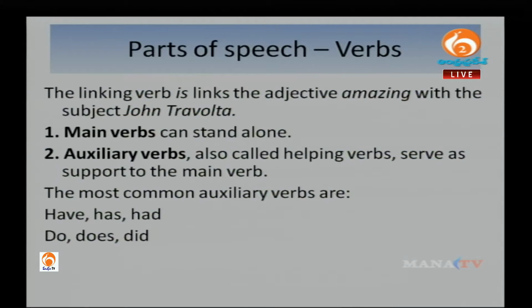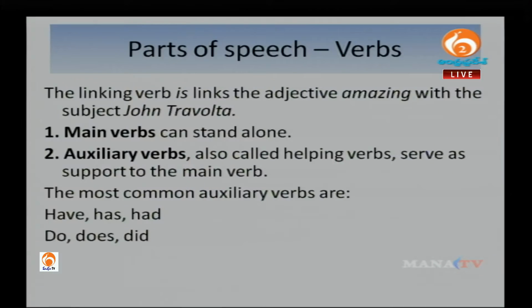So let's look at what we have over here. Linking verbs: the adjective amazing with the subject John Travolta, right? Like I've said, something is linking John Travolta with amazing, and the linking verb was is. Main verbs can stand alone. These verbs can just stand alone, like if I said run, or dance, sleep, anything.